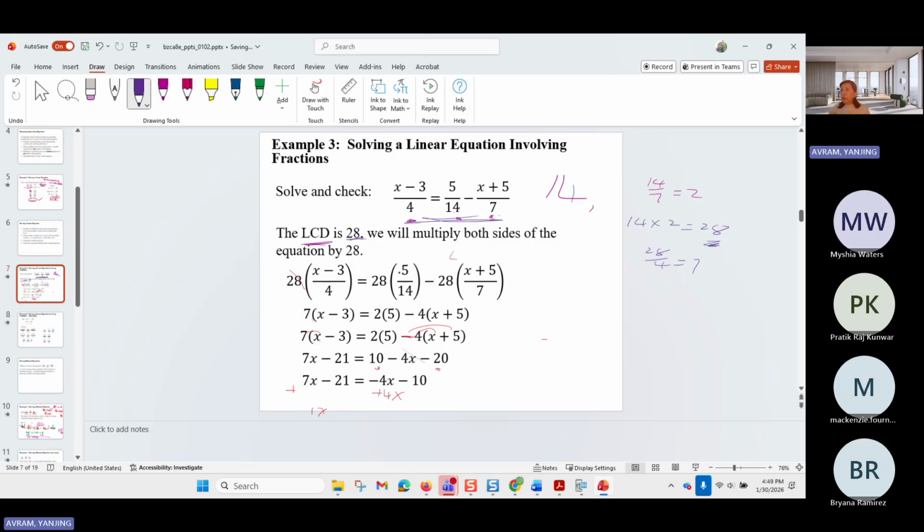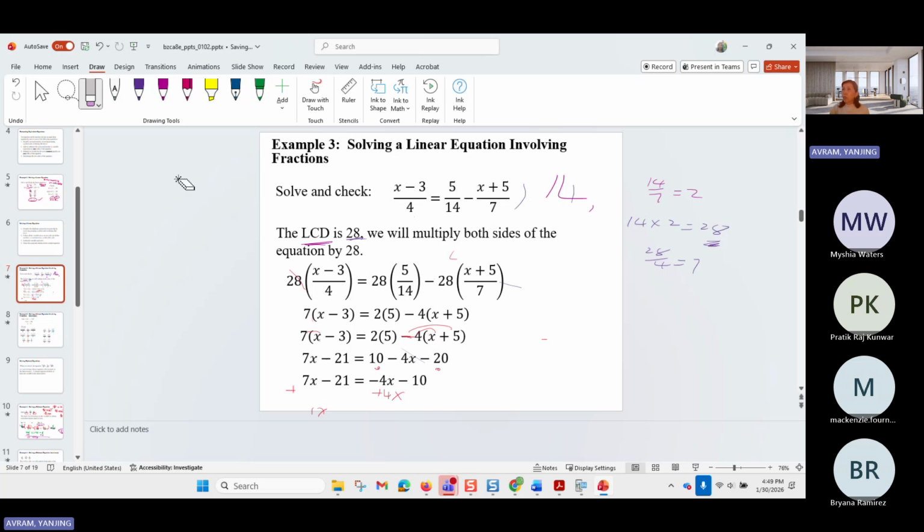So that means if I multiply both sides by the LCD, all the denominators will be gone. You have to multiply both sides by 28 in order to cancel them all. And then you do that step by step in here.